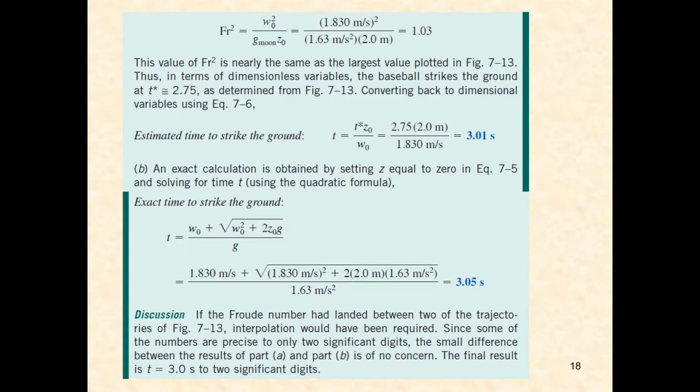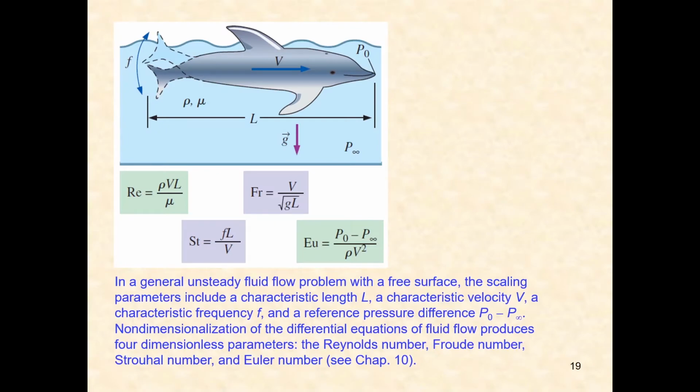For example, when you have different gravitational accelerations, whereas the one that we saw in the dimensional analysis, graphs A and B, is only for the gravity of 9.81. In a general unsteady fluid flow problem with a free surface, the scaling parameters include a characteristic length, a characteristic velocity, a characteristic frequency, and a reference pressure difference, P naught minus the atmospheric pressure. So the non-dimensionalization of the differential equations of fluid flow produces four dimensionless parameters: Reynolds number, Froude number, Strouhal number, and Euler number. So these four are the most important non-dimensional parameters. We will see these a lot in this chapter.